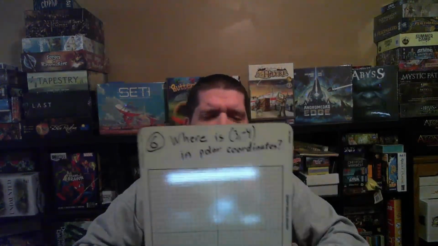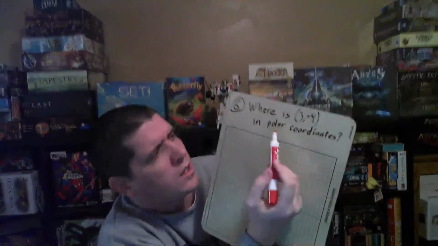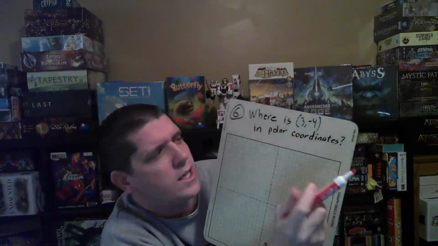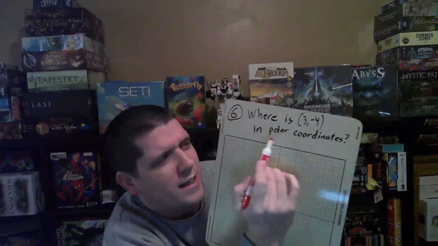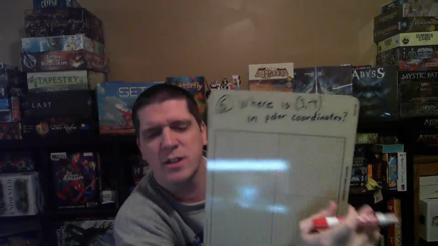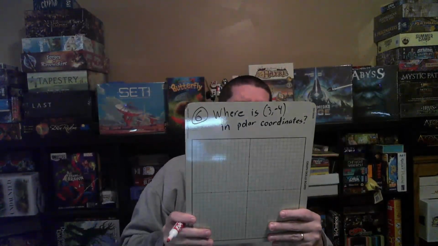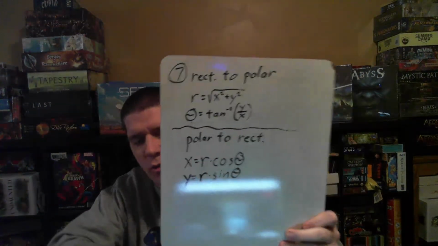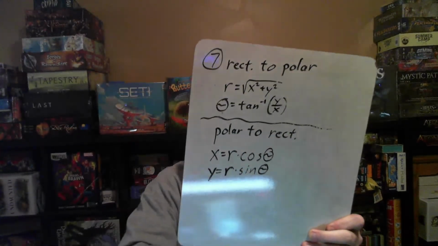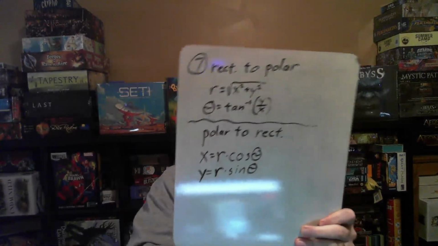But now what if we had the question, where's 3, -4 in our polar coordinates? Where is that located? If we want to figure out where exactly that's located, conveniently, some stuff got erased on the back, we actually have little formulas to help us convert this.